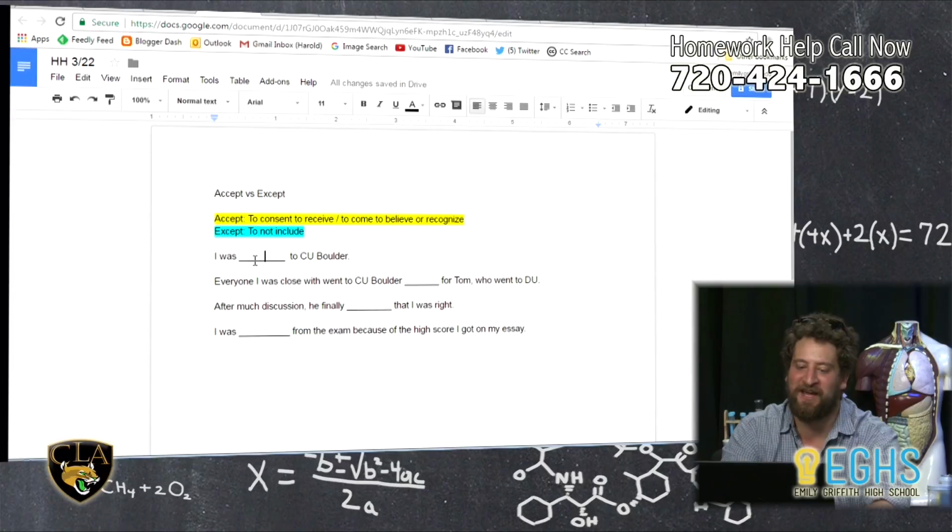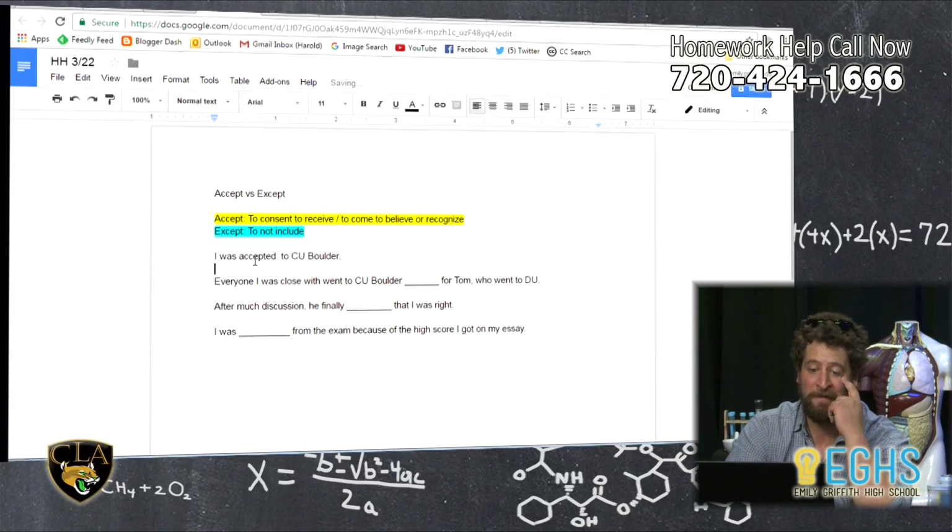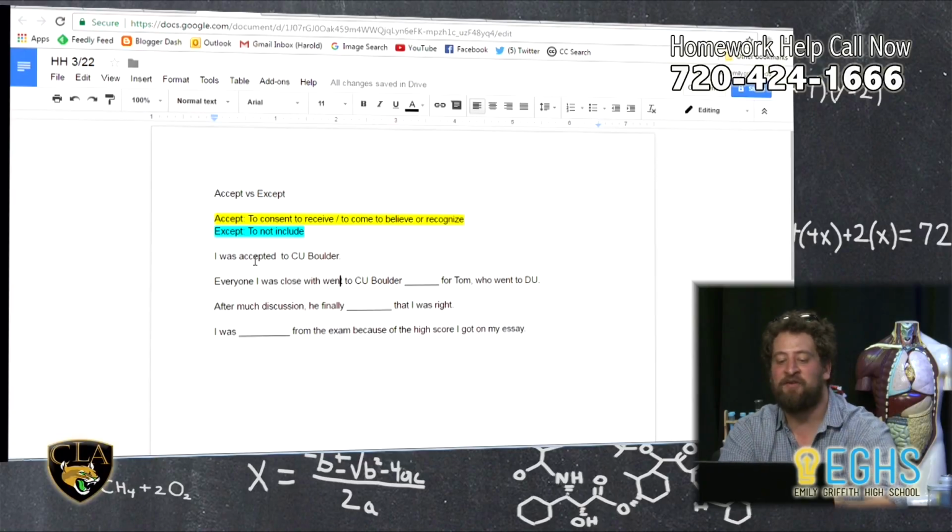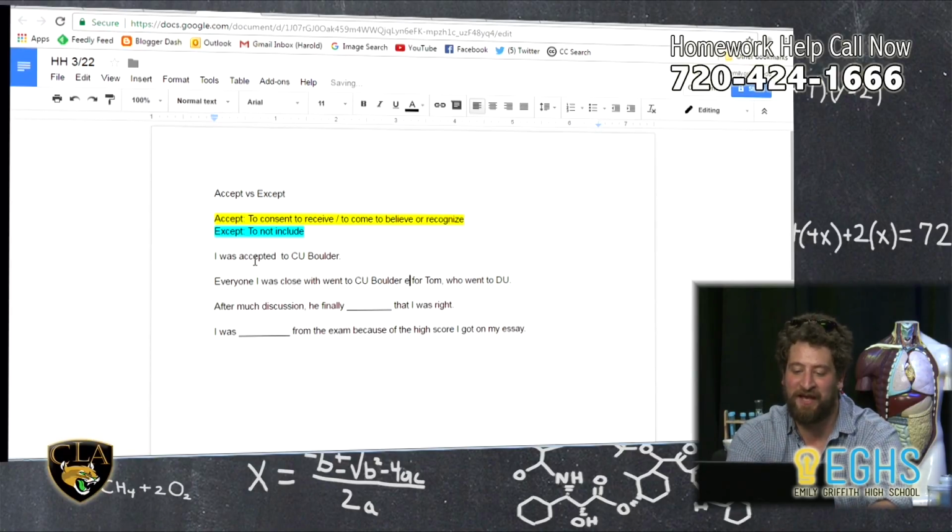And so in this case, and this is kind of obvious because we talk about this a lot with college admissions, we would say I was accepted to CU Boulder. Another sentence I might use, I might say everyone I was close with went to CU Boulder, blank for Tom who went to DU. And in this case, I'm saying I'm not including Tom in the people that went to CU Boulder with me, so I would say except for Tom. And I'll just bold these two guys for us really quickly so that we can see that difference.